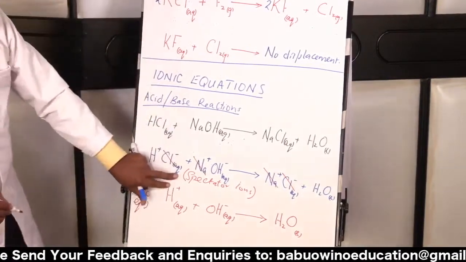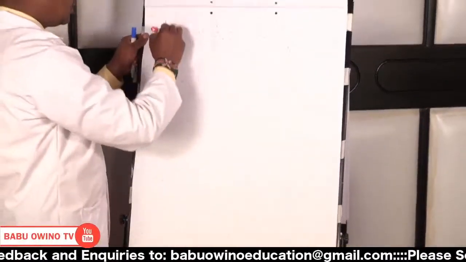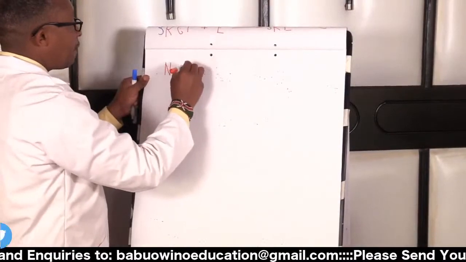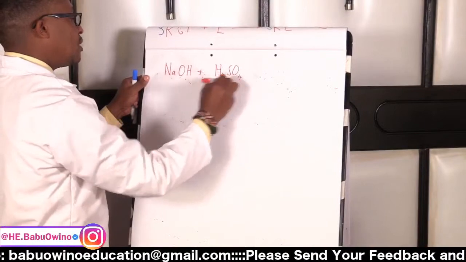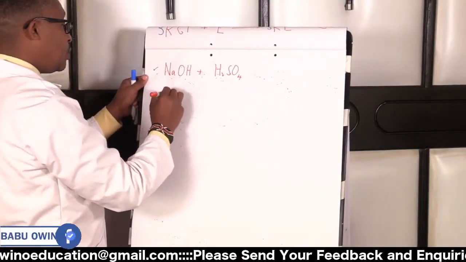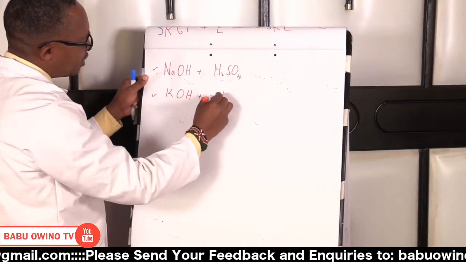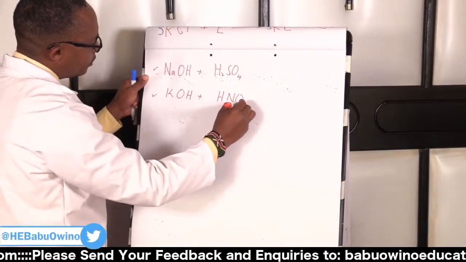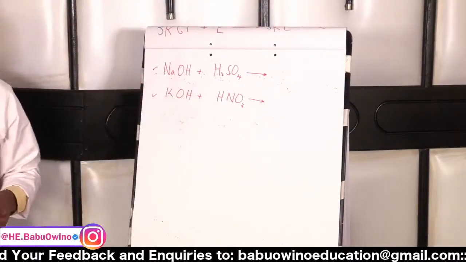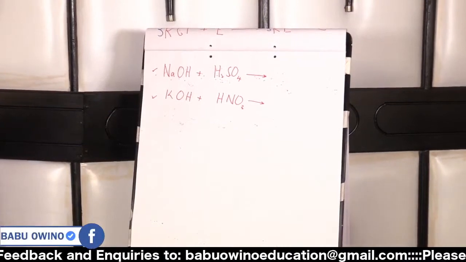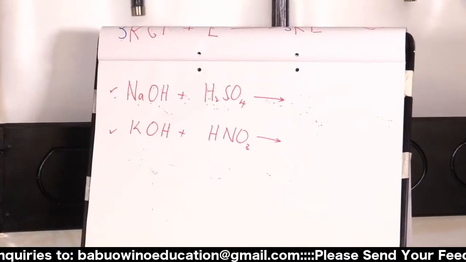Now, in that vein, you can take other examples: sodium hydroxide with sulfuric acid, using the same argument, and potassium hydroxide with nitric acid. I give you 1 minute as I take a sip of water. Complete it, balance it, and get the ionic equation.